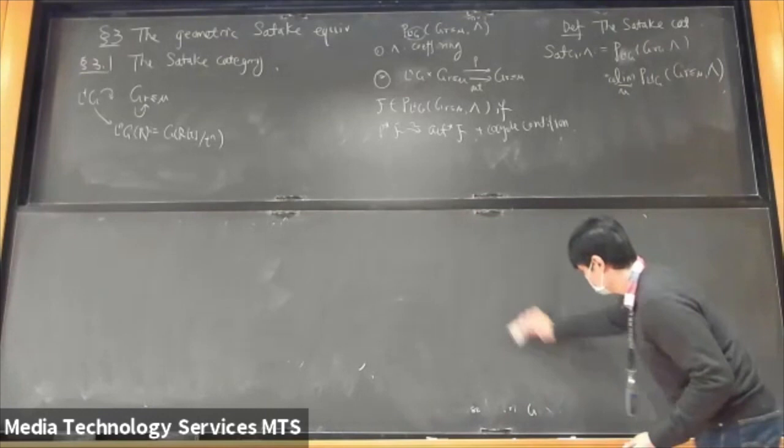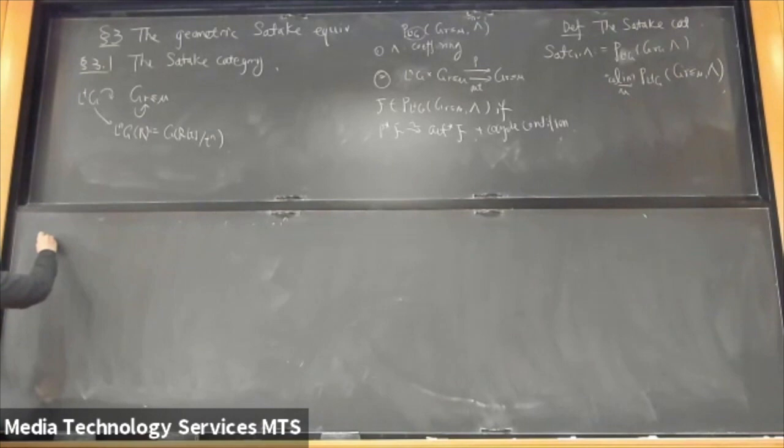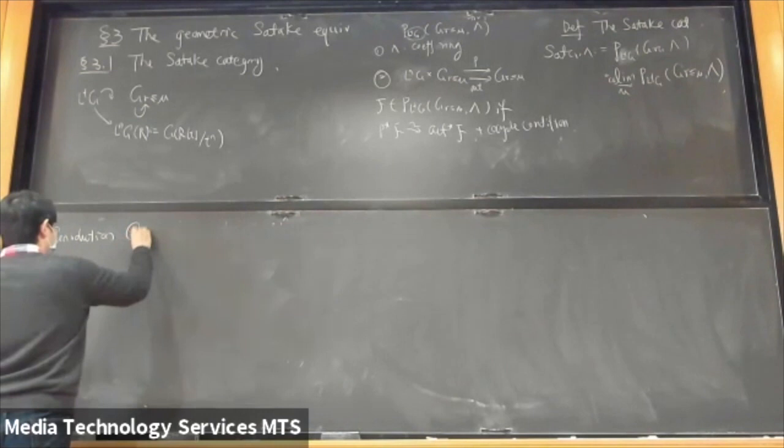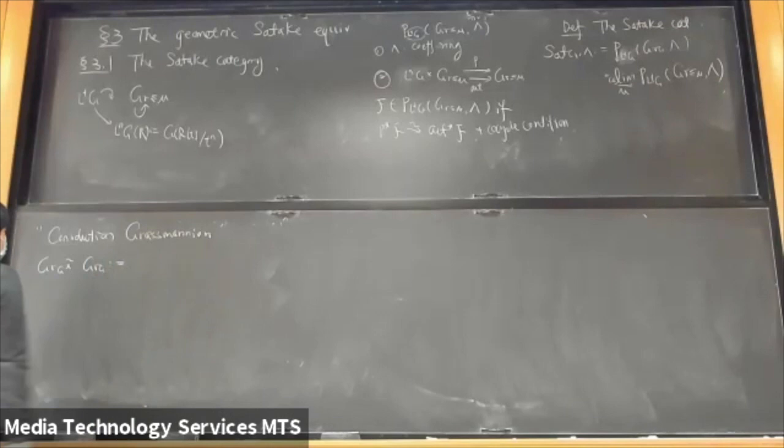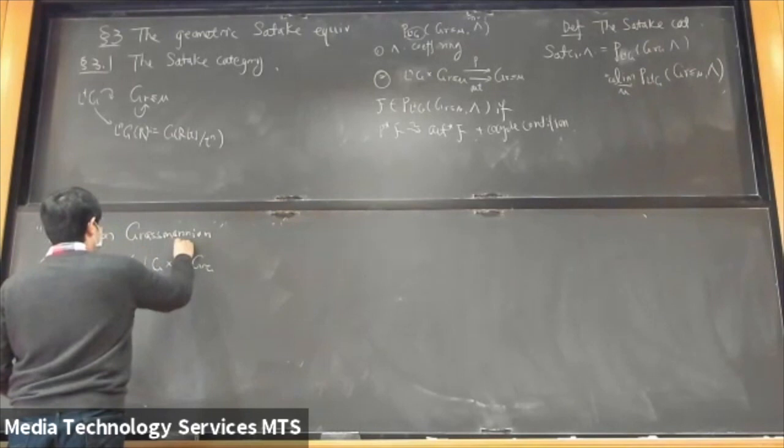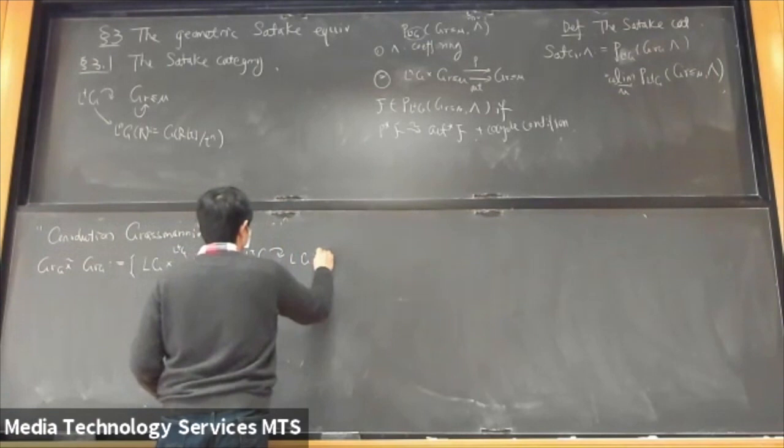So first of all, we define this convolution Grassmannian. This is denoted by Gr tilde times Gr G. We can define it as the quotient of LG times Gr G by L plus G. So here, this L plus G acts on LG times Gr G anti-diagonally.